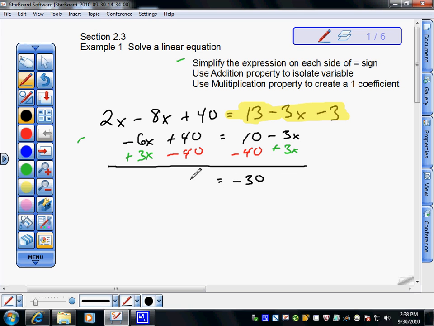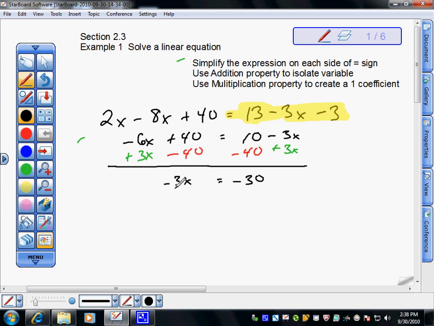I have a plus 40 minus 40. That goes away. Again, my goal. Minus 3x plus 3x is a minus 3x. So we used the addition property, but we used it with purpose. And our purpose was to isolate the x variable on the left and put the constant term on the right.